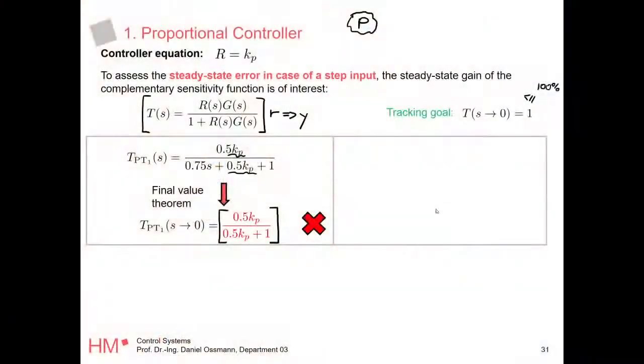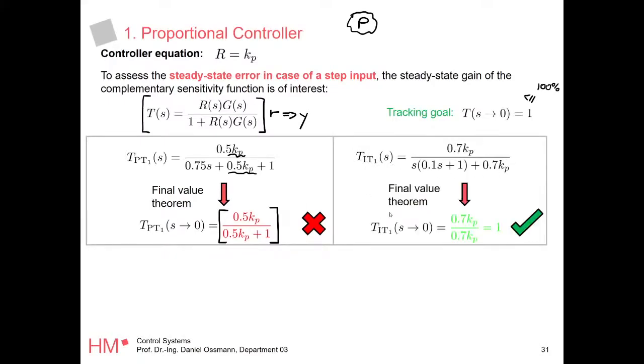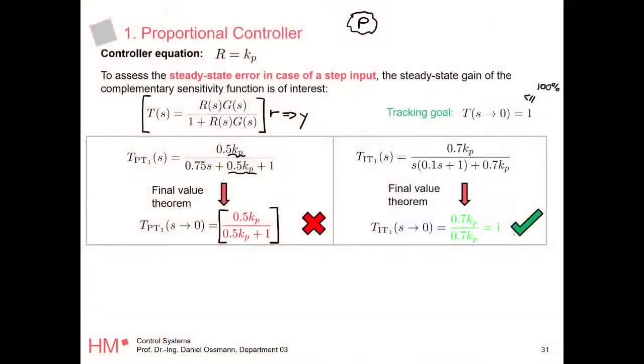Okay, let's take a look at what happens for our integral system. If you close the loop over the integral system, you suddenly come up with this closed loop. And if you multiply that out and apply the final value theorem, the solution is 0.7 over KP over 0.7 over KP, and this is equal to 1, right? Meaning that whatever KP you select, you can put in anything but 0, it will get 1. So you will always reach 100%.